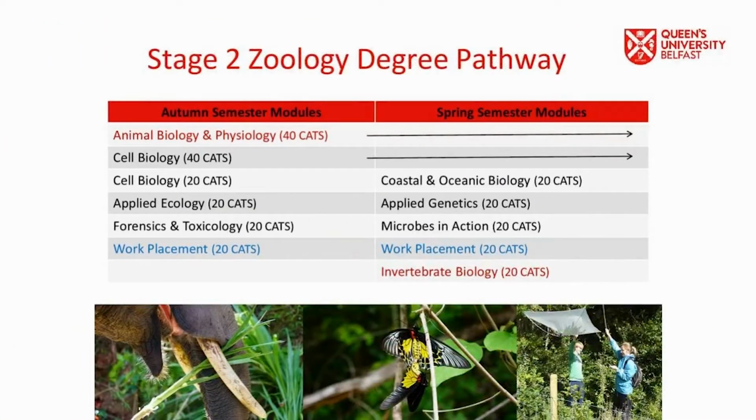As you move to stage 2, you have a greater diversity of module choice, allowing you to play to both your interests and your strengths. Each degree program has core modules associated with it. These core modules are compulsory, and in the case of zoology, there are 2 at stage 2, namely animal biology and physiology, a 40-CAT module running across the 2 semesters.